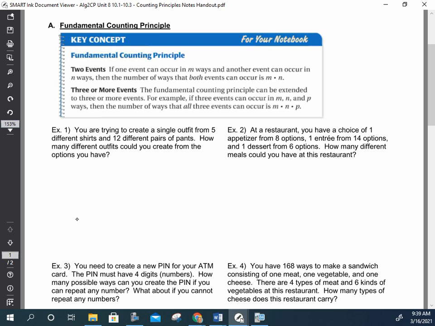So if you have 2 events or 3 events, and you want to figure out how many total ways you can get something, the only thing you have to do is multiply how many things you have. Multiply how many things you have, and that's how many ways you can do it.